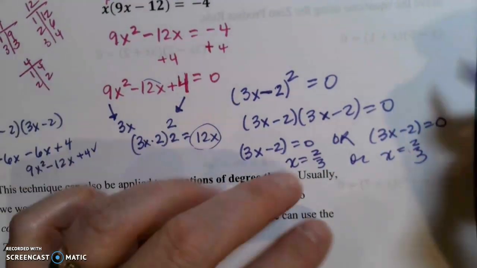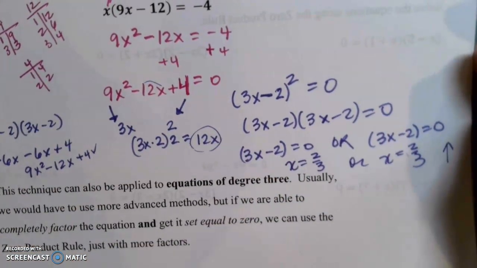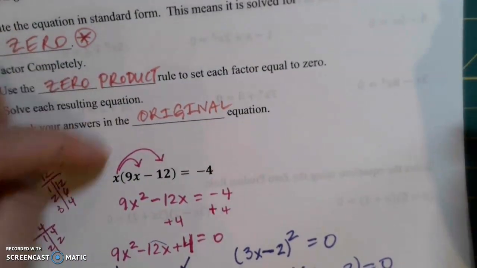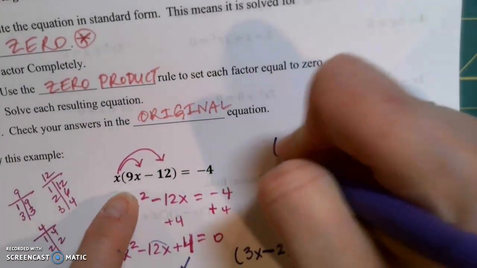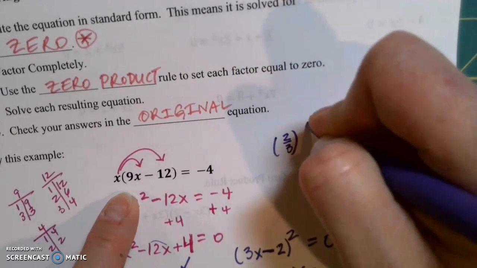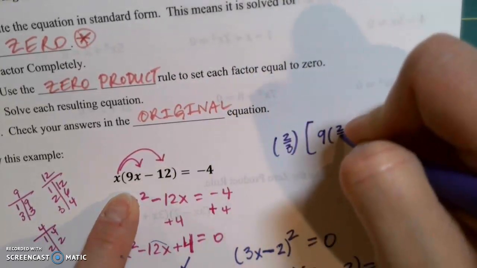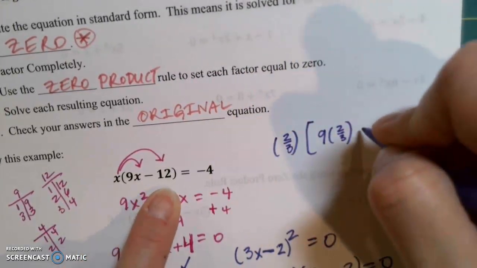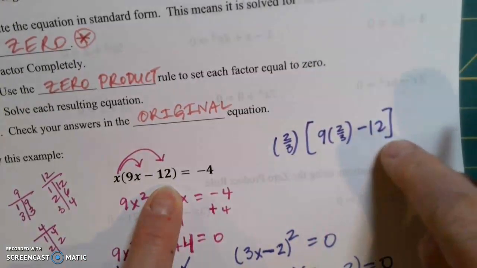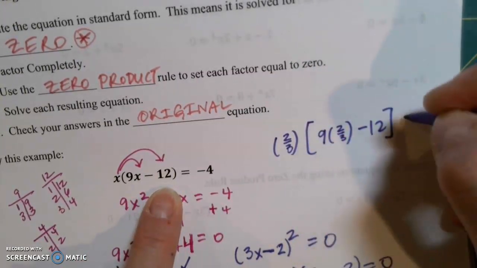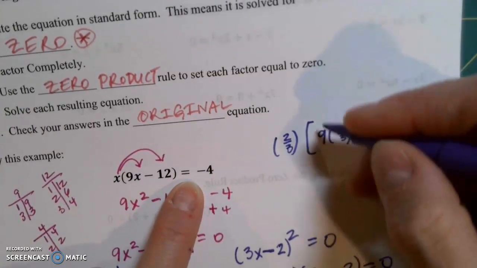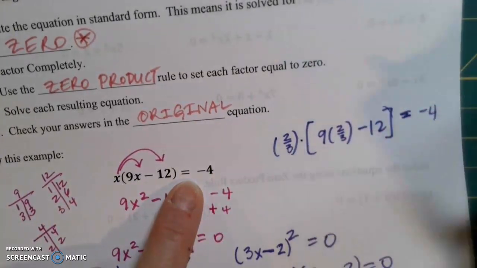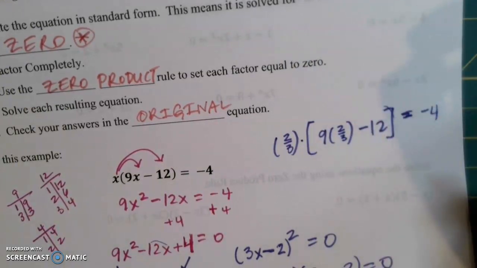Double check. I'm going to put that up above because I'm running out of space here. So go back to our original equation, and I really mean the original equation. So we're going to say 2/3 times the quantity 9 times 2/3 minus 12. Putting this in brackets just to differentiate them from the parentheses I'm using for substitution. You could just use another set of parentheses here, but for my eye, it's a little easier to do this.